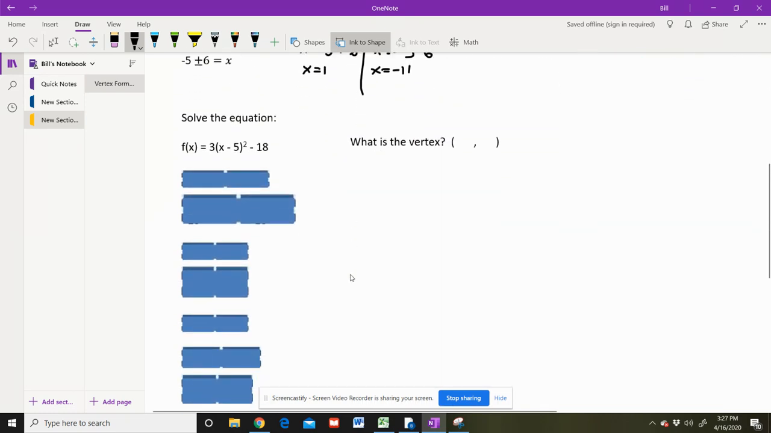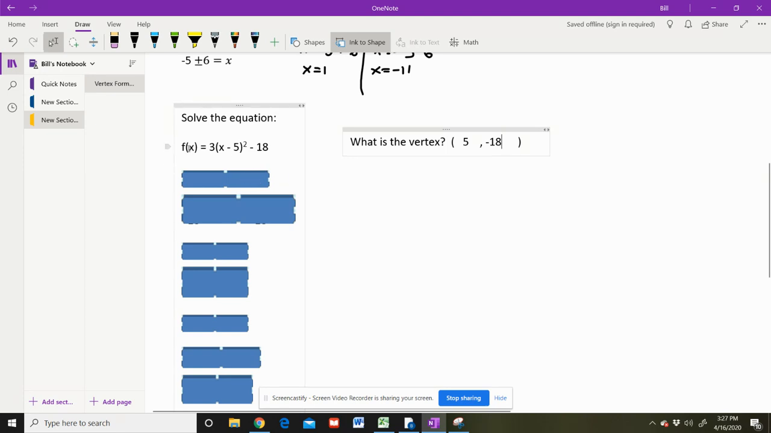All right, so for our next example, we have solve the equation 3 times the quantity x minus 5 squared minus 18. So if I asked you what the vertex was, I want you to enter that now. All right, so for our vertex, we're going to end up having 5, negative 18. Okay.